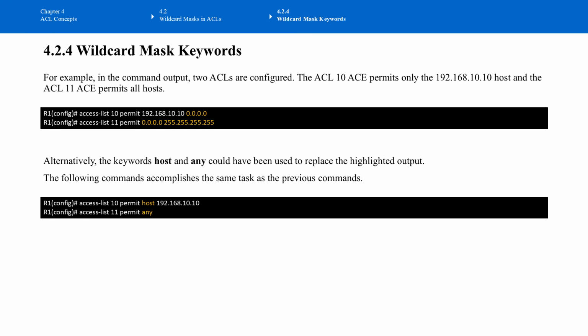Cisco IOS provides shortcuts. You can use access-list 10 permit host 192.168.10.10. Access-list 11 permit any.